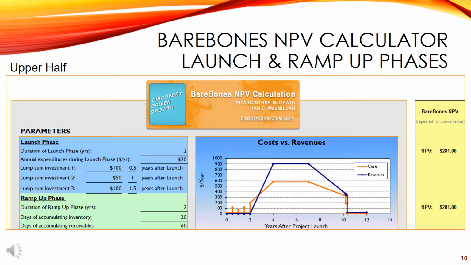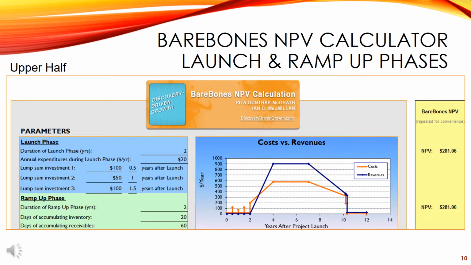By now you may be wondering exactly what the bare bones NPV model looks like. We've taken some time to clip a couple of snapshots of McGrath's bare bones NPV model, downloaded from her website. We've broken it into 2 slides. Slide 10 here shows the upper half of the model, and the following slide will show the lower half.